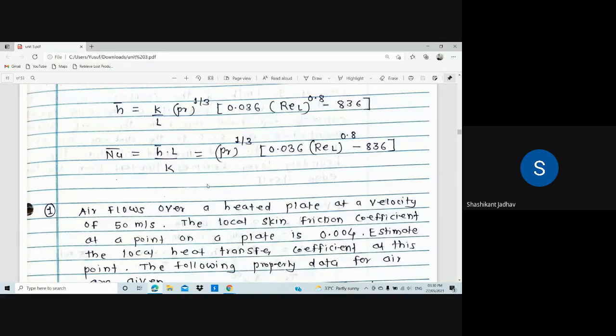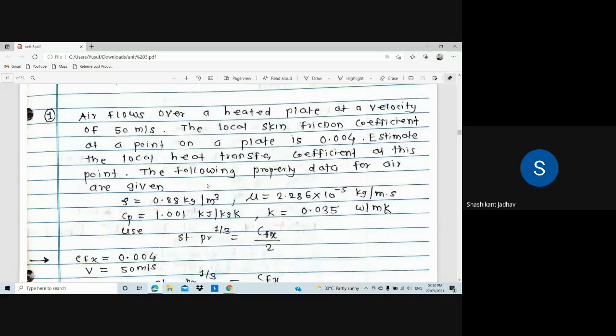So for the combination of laminar and turbulent flow, this is the value of the average heat transfer coefficient and average Nusselt number. Then we have to consider two problems related to this. So all of you write down.